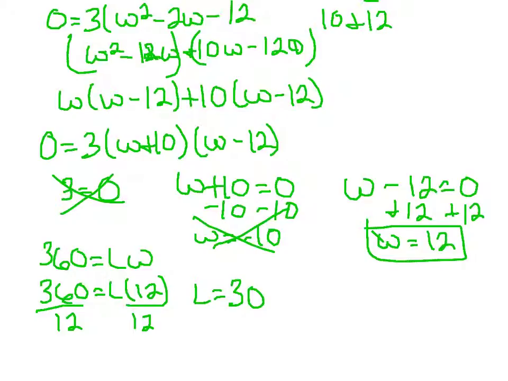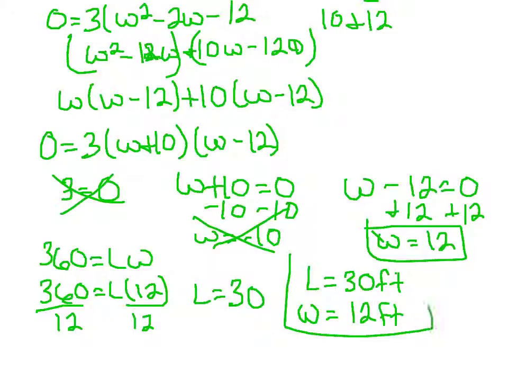So now we have both of our answers, so we're going to go L equals 30 feet, and then we'll have width equaling 12 feet. So the problem is now solved.